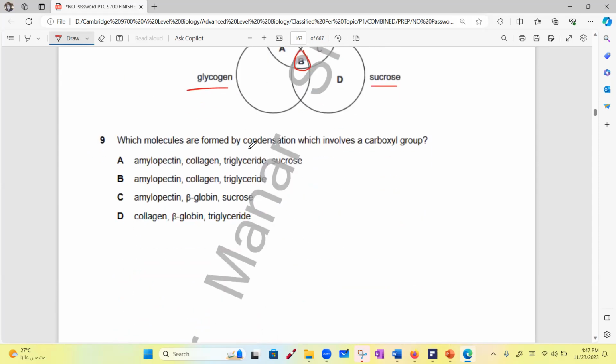Which molecules are formed by condensation, which involves a carboxyl group? Okay, I just want to ask a question. The carboxyl group, where is it found? I want to ask a question also. The carboxyl group, is it found in carbohydrates?